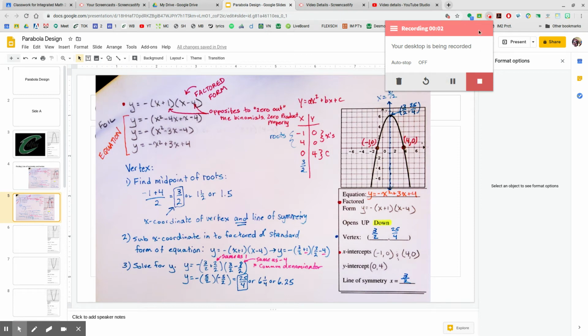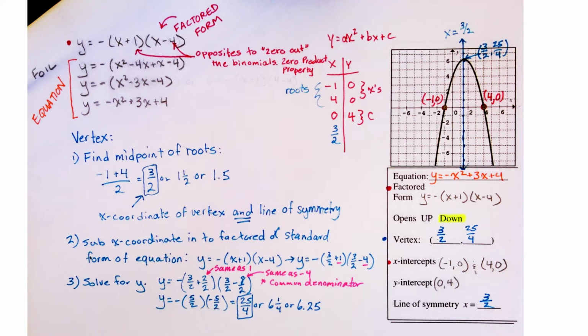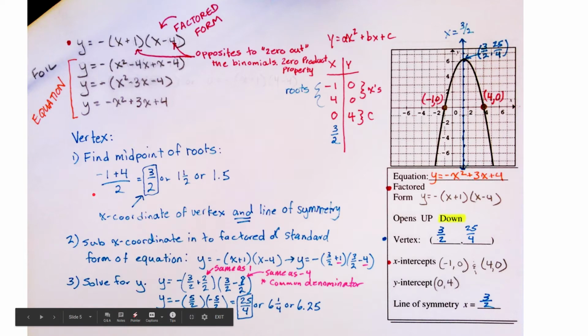Morning. This is going to be going over how to find the midpoint of the roots, which is how you find the line of symmetry. So here we have our roots at -1 and +4. And so I think what you want to do is take those roots and combine them.